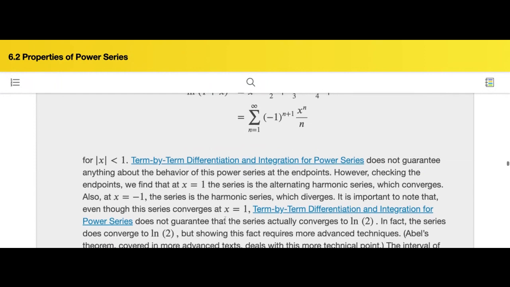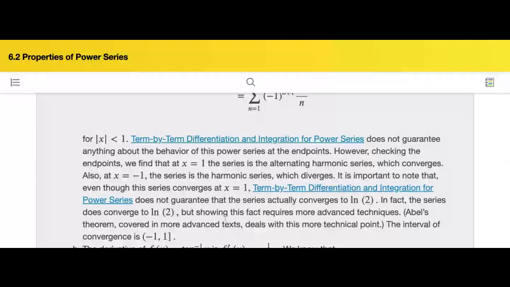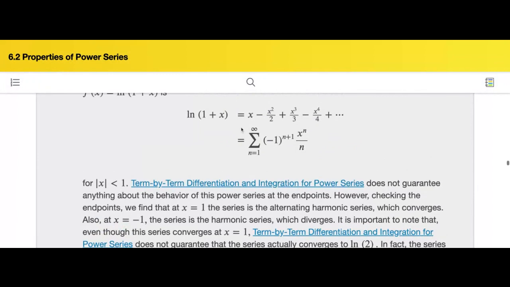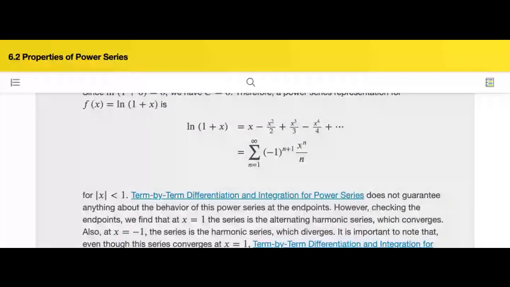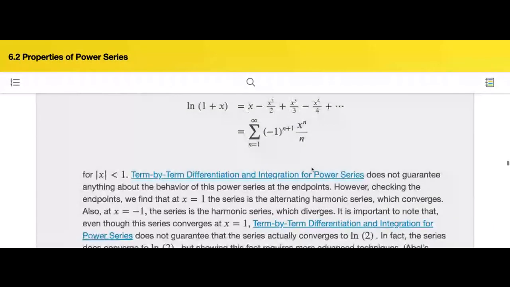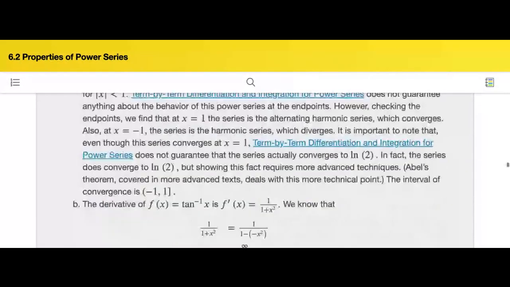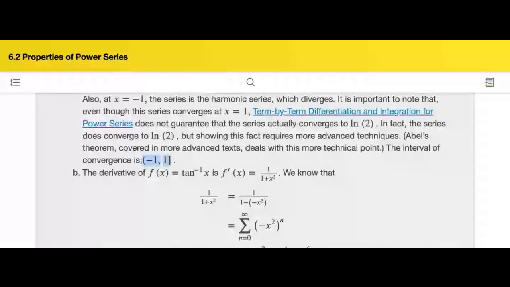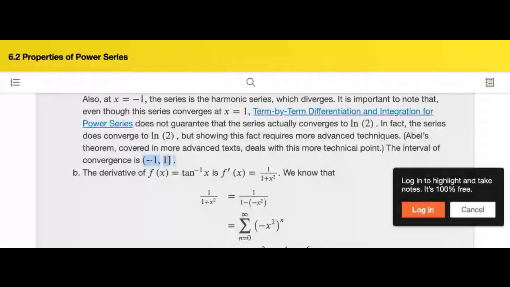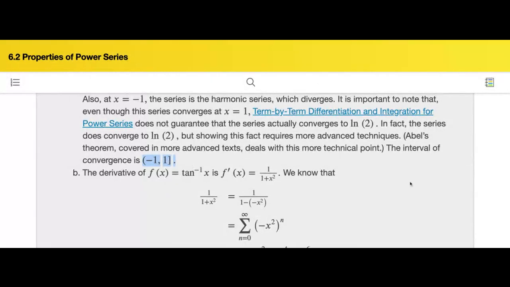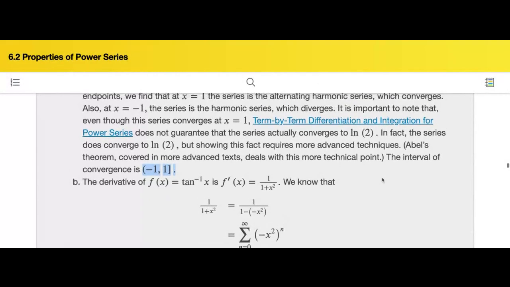At x equals 1, we can substitute this in. At x equals 1, we get an alternating harmonic series, right? So we know the alternating harmonic series converges. So the interval of convergence is from -1 to 1, not including -1, however, it includes 1. So we need to check the boundary points. Anyone has any questions for this?